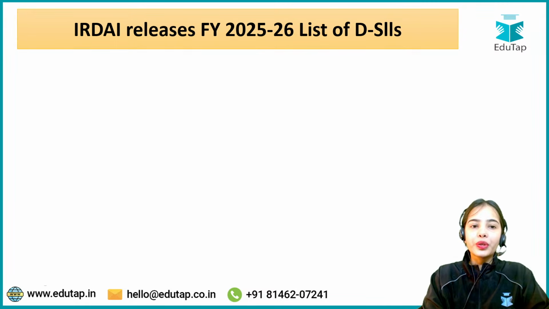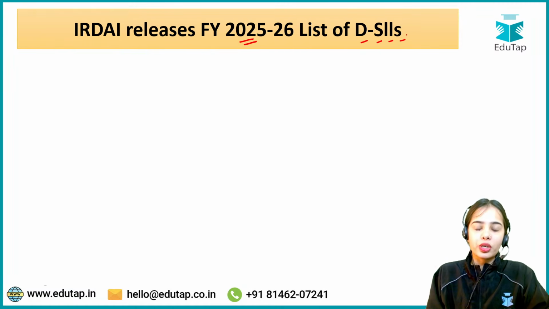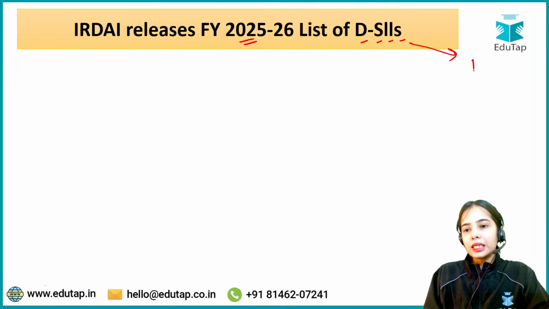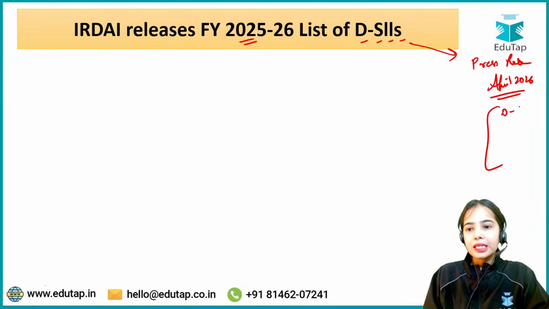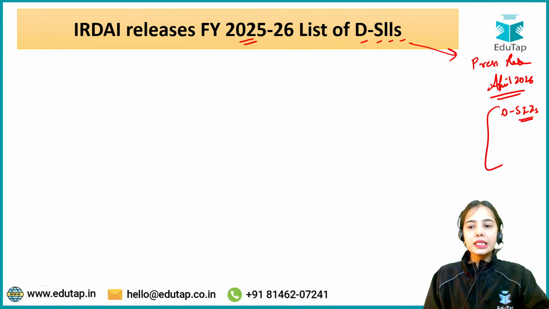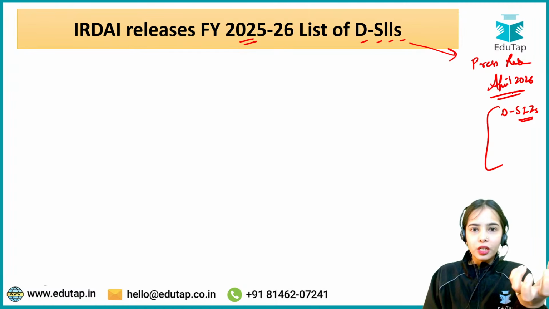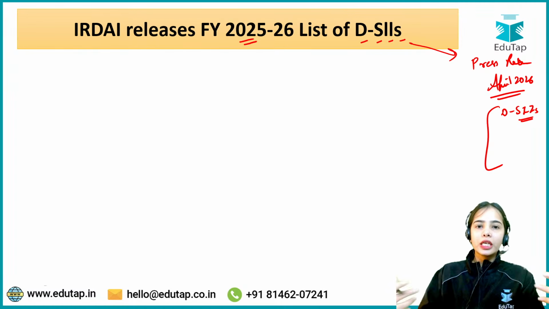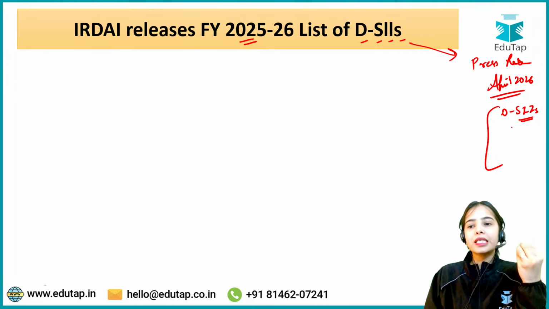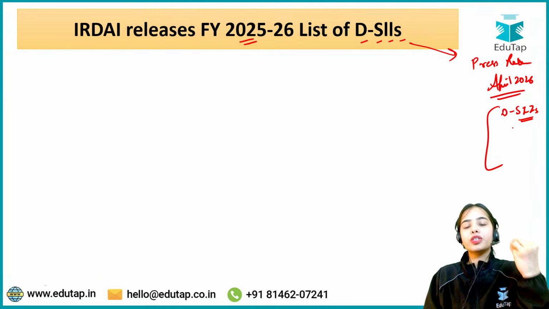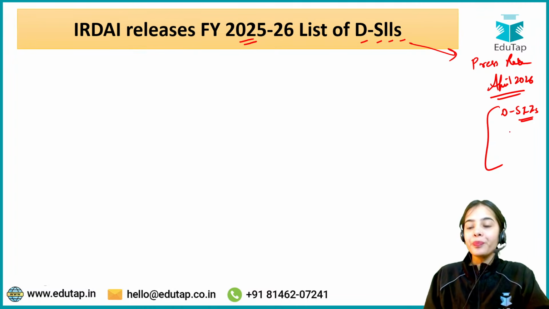The first article that we are going to discuss is regarding the IRDAI that has released the 2025-26 list of domestic systemically important insurers. So recently the IRDAI has released a press release in April 2026 with the list of the domestic systemically important insurers. These are the insurers that are very important for the smooth functioning of the insurance sector in the country. So domestic systemically important insurers are the most important insurers in the country. Now how this list is prepared, that also we will discuss.